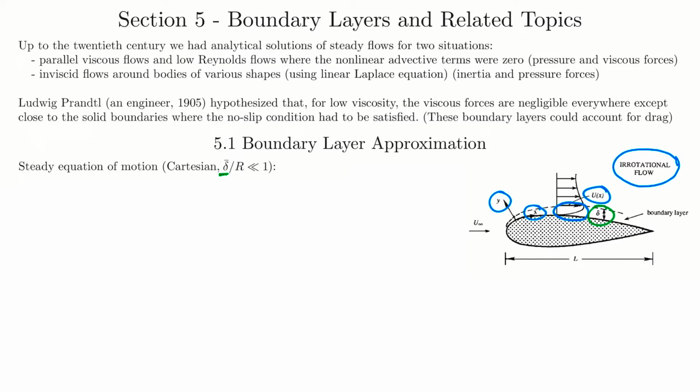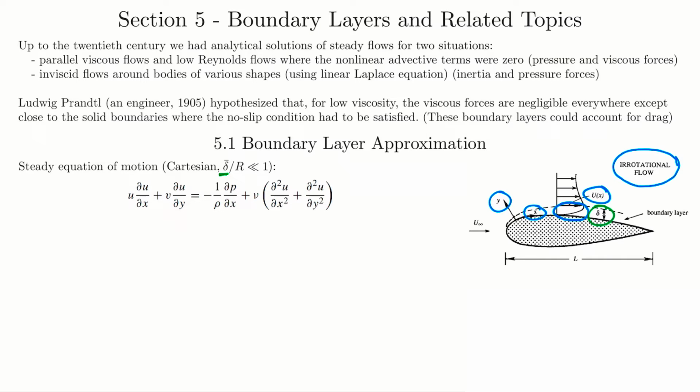Now we can figure out approximately how thick this delta is going to be by considering the order of magnitude of the terms in the equations of motion. This is something we've done before as well, right? It's like a scaling analysis. So I'm showing here this equation. This is the steady equation of motion for the longitudinal component of velocity, right?